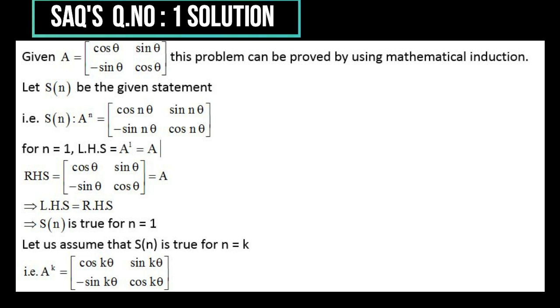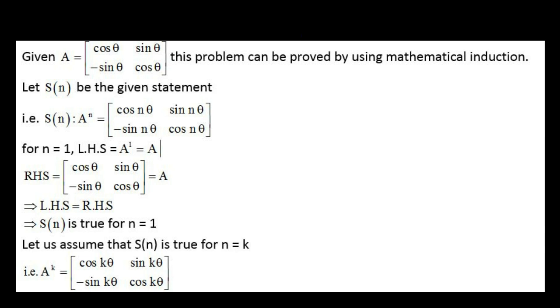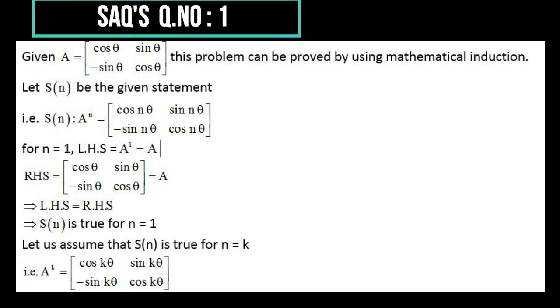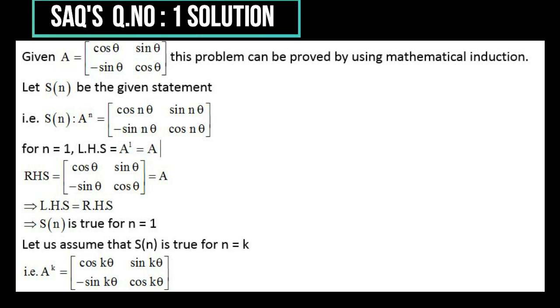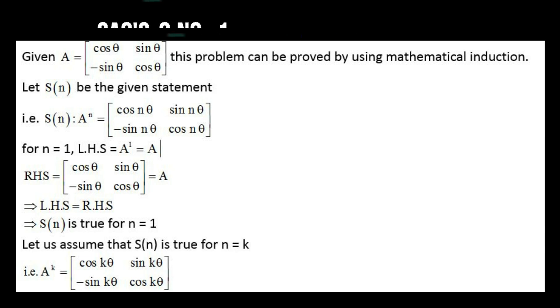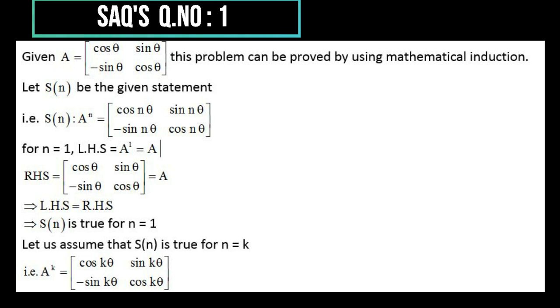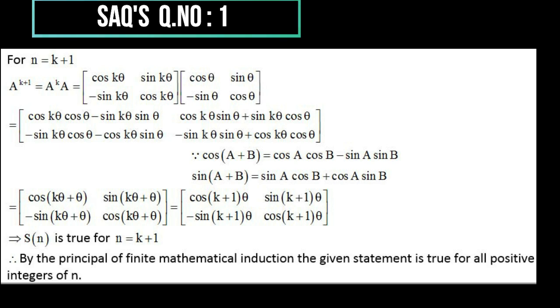For mathematical induction, first let S of n be the given statement, that is, A power n is equal to cos n theta, sin n theta, minus sin n theta, cos n theta. Now let n is equal to 1, LHS is equal to RHS. Therefore, S of n is true for n is equal to 1. Let it be true for n is equal to k. That is, we substitute n is equal to k: A power k is equal to the matrix of cos k theta, sin k theta, minus sin k theta, cos k theta. Now we prove it for n is equal to k plus 1.